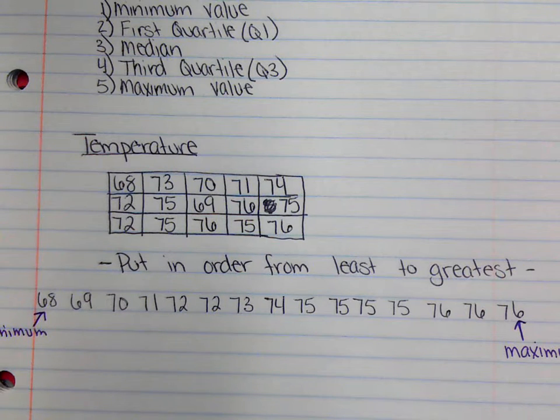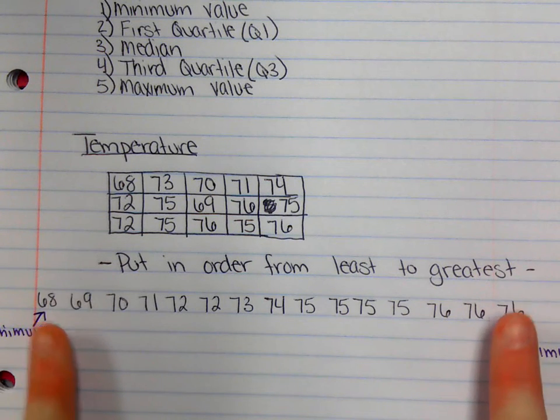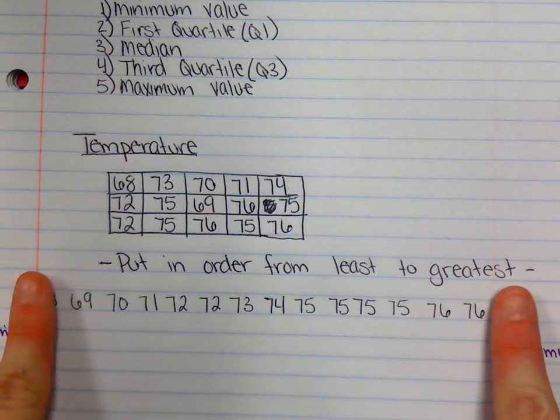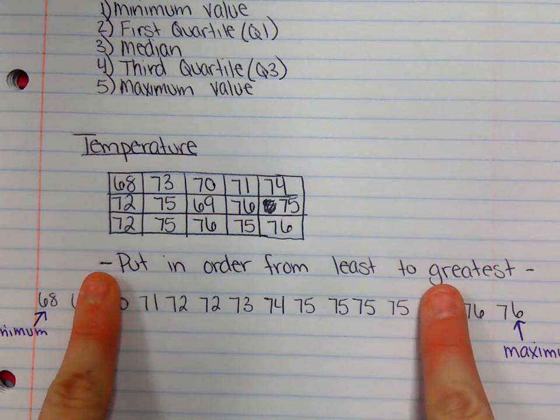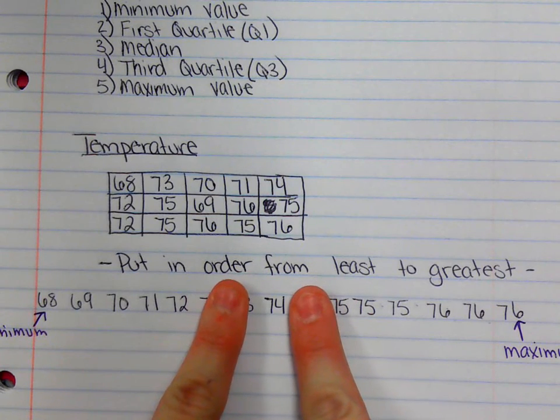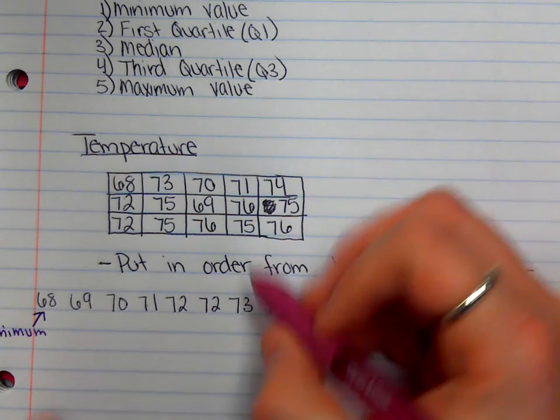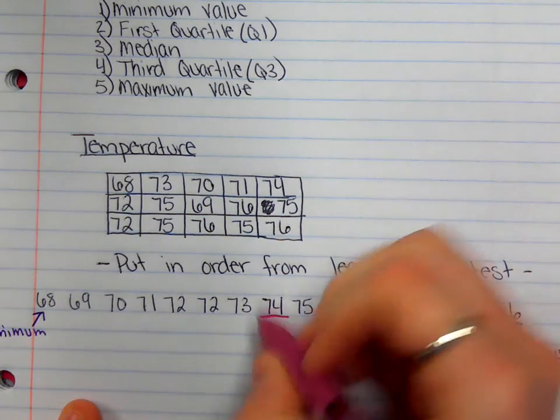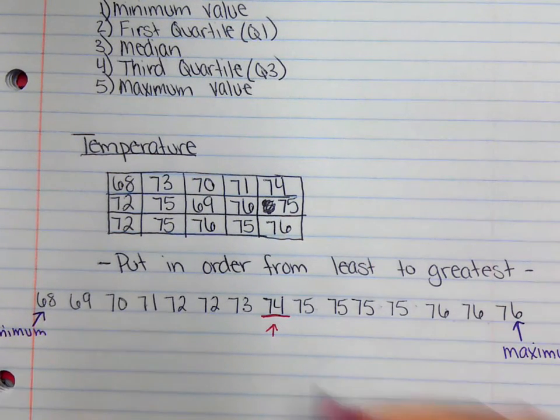The next one we're going to look at is we're going to go to the middle and do our median. So all that means is when they're in order from least to greatest, start covering up numbers until you get to the middle. So my middle is 74. So that is my median.